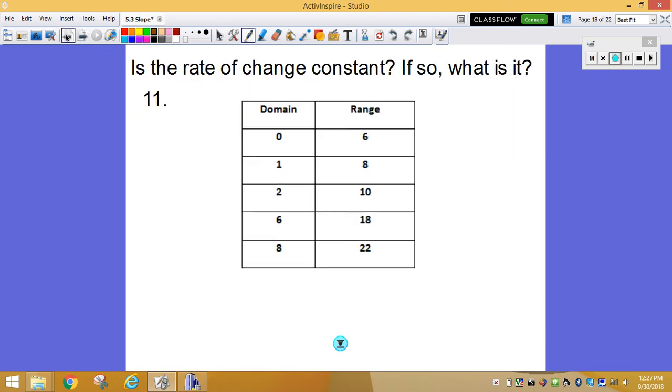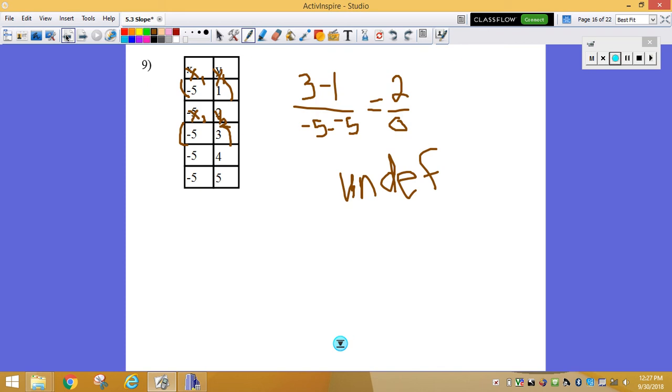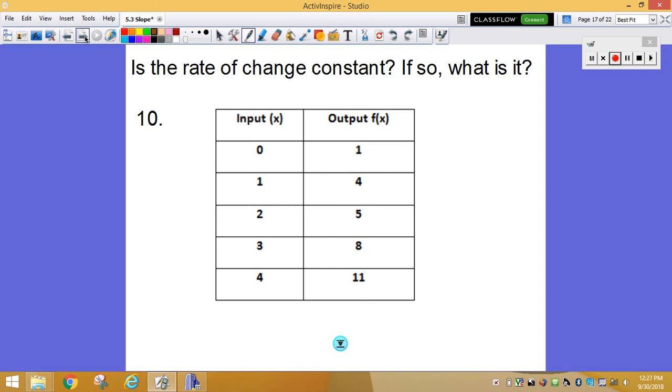And that will get you through this worksheet that you're about to do. Just kidding. We're going to do one more thing. We're going to find out if the rate of change is constant.